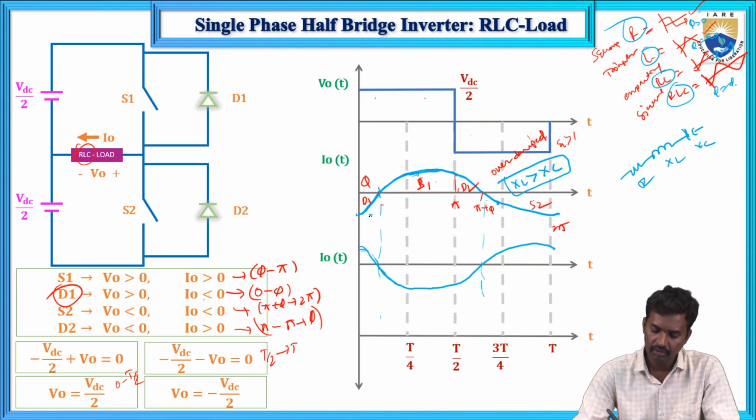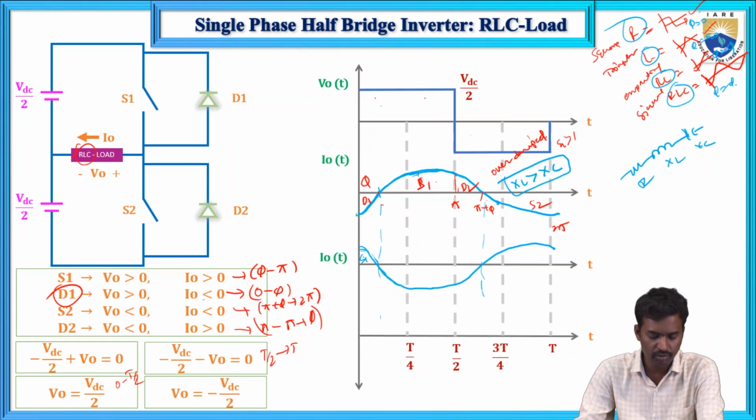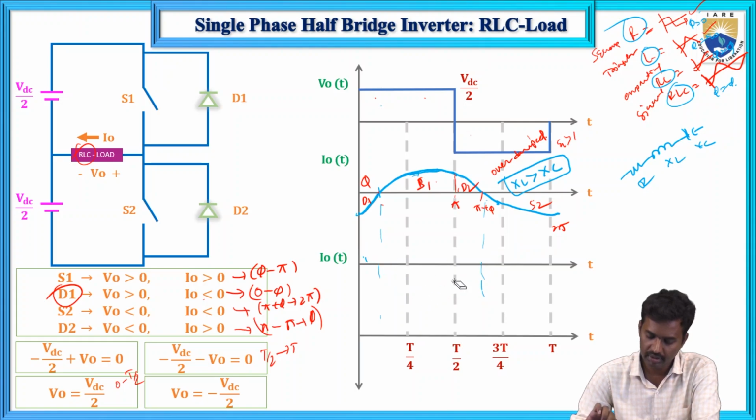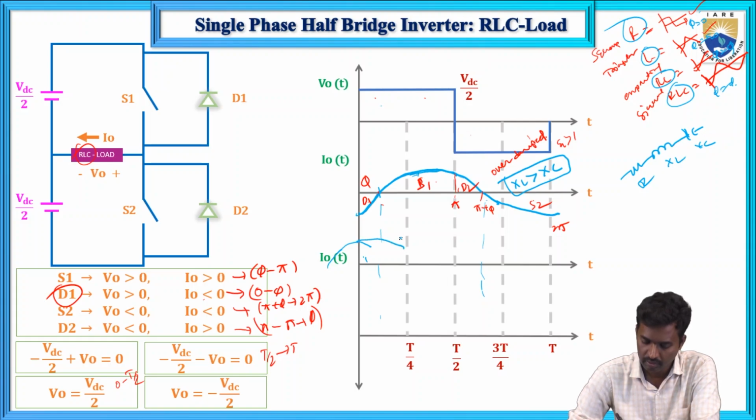Here D1 voltage is positive. Here S1 will conduct. Both are positive, means here S1 will conduct. Sorry, the diagram may be like this.